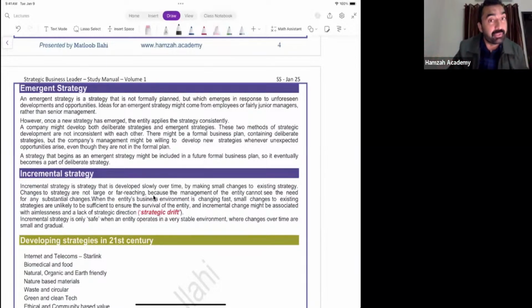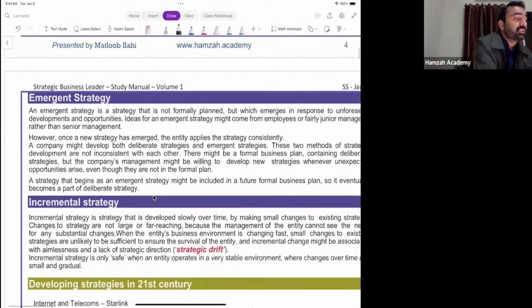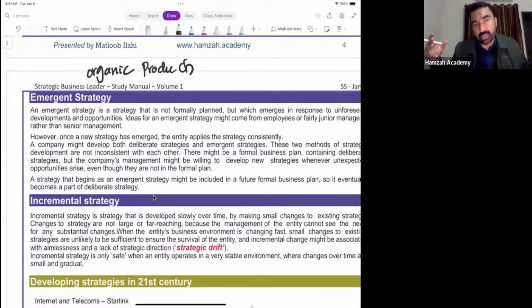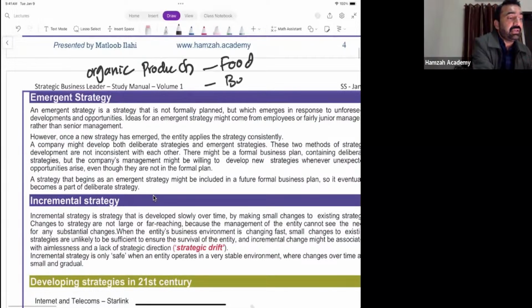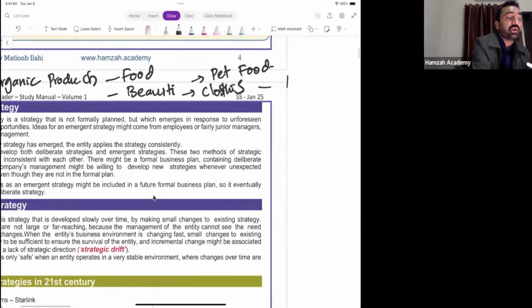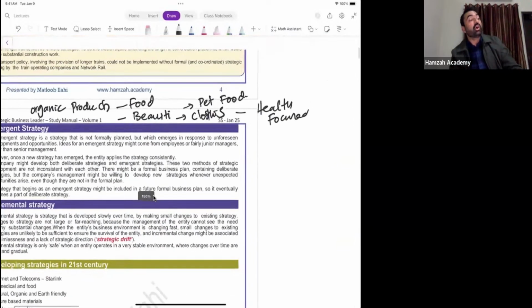A lot of examples I can share with you about emergent strategy. For example, the first example I can start with is organic products. We are seeing the rise of organic products, whether in food, in the beauty industry, in clothing, or even in pet food, and all different types of health-focused products. We are seeing the rise of these industries.